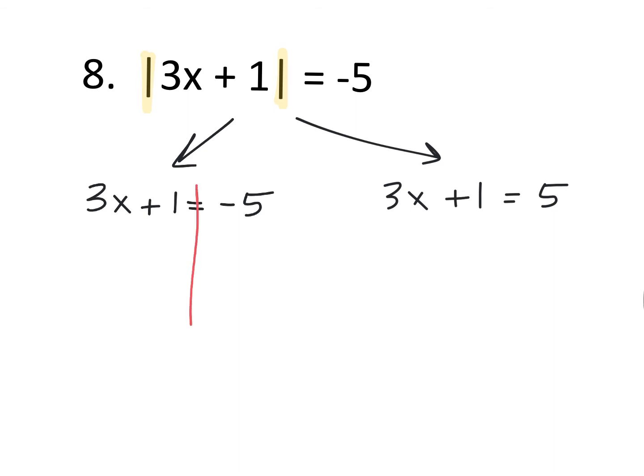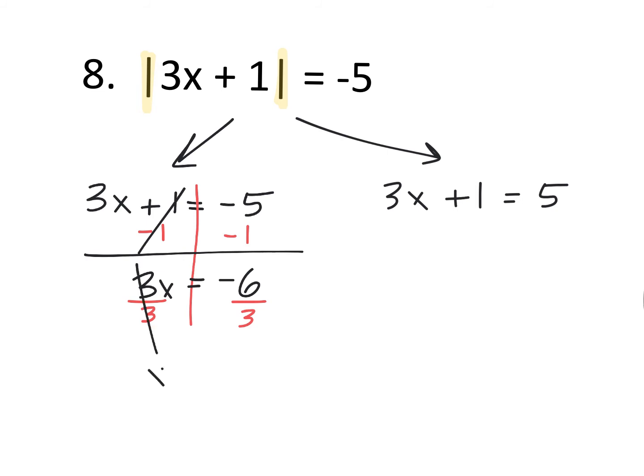If not, the first thing we want to do is get rid of that plus 1. It's addition. What's the opposite of addition? Subtraction. So I should see you subtract 1 to cancel out the addition. So 3x is equal to negative 5 minus 1 is negative 6. And then you would divide by 3 because that's multiplication. One of your answers is negative 6 divided by 3, so negative 2.